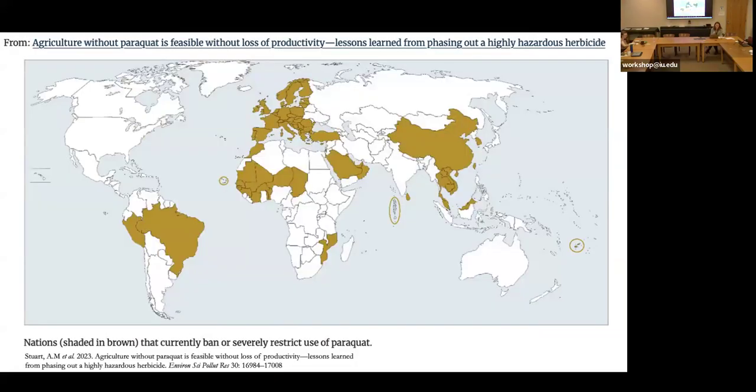So this is from a paper last year, colleagues mapping bans of paraquat around the world. Paraquat has now been banned in 67 countries. If you don't know what it is, it's a non-selective herbicide. It is so acutely toxic that a teaspoon could kill me. I'm not a small person. It's used in rural suicides often. And this is one of the primary reasons it's been banned.